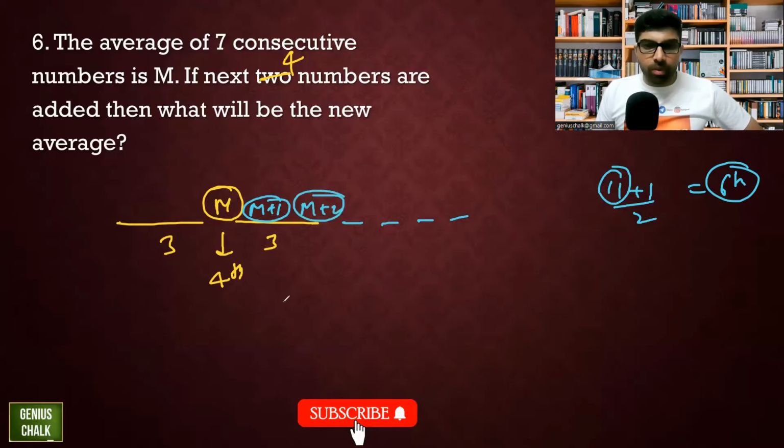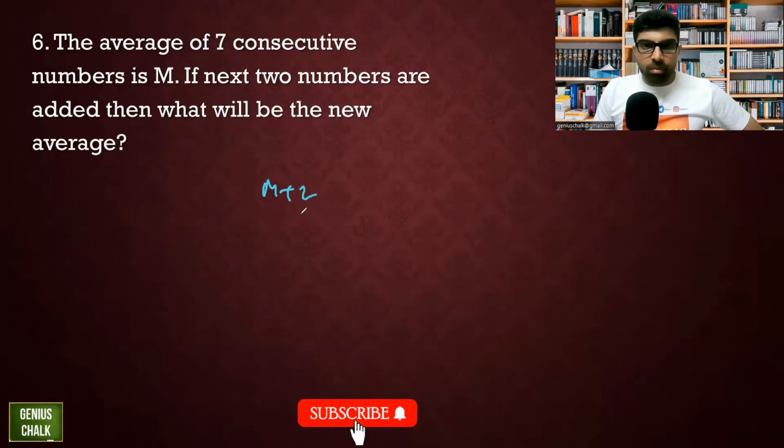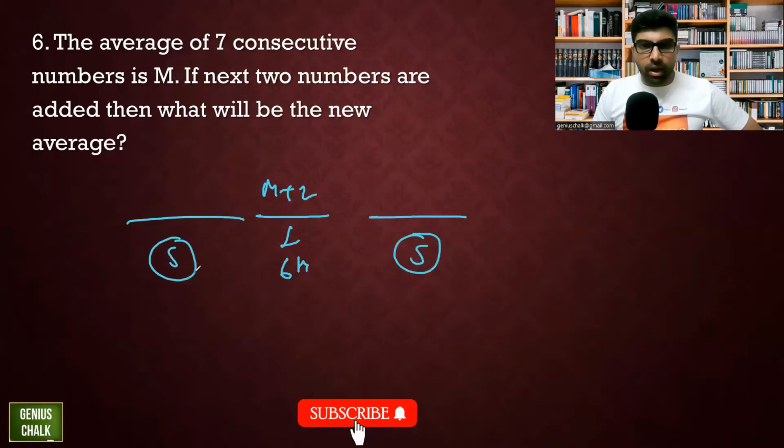Now you can check it. If there are 11 numbers, this is your 11 plus 1, 12 by 2, 6th observation. That means 5 numbers must be lying here and 5 numbers are lying here. And 5 plus 5, 10 and 1, 11. So 11 numbers are like this.